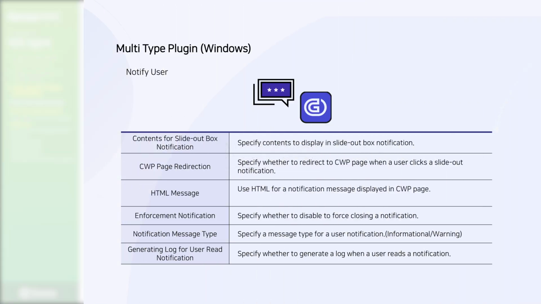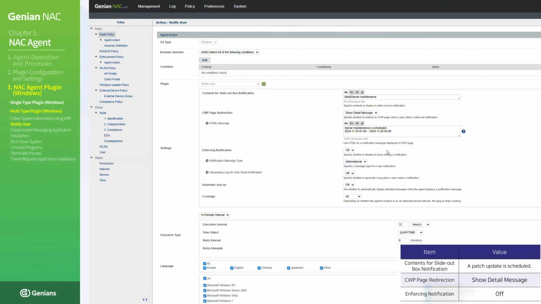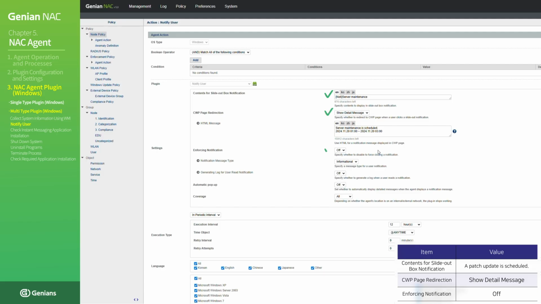The Notify User plugin delivers messages to users. Depending on the length of the message, the message title supports up to 1,019 characters. The pop-up window allows up to 15,999 characters. To display messages using the agent through the Notify User node action, the following settings are required.